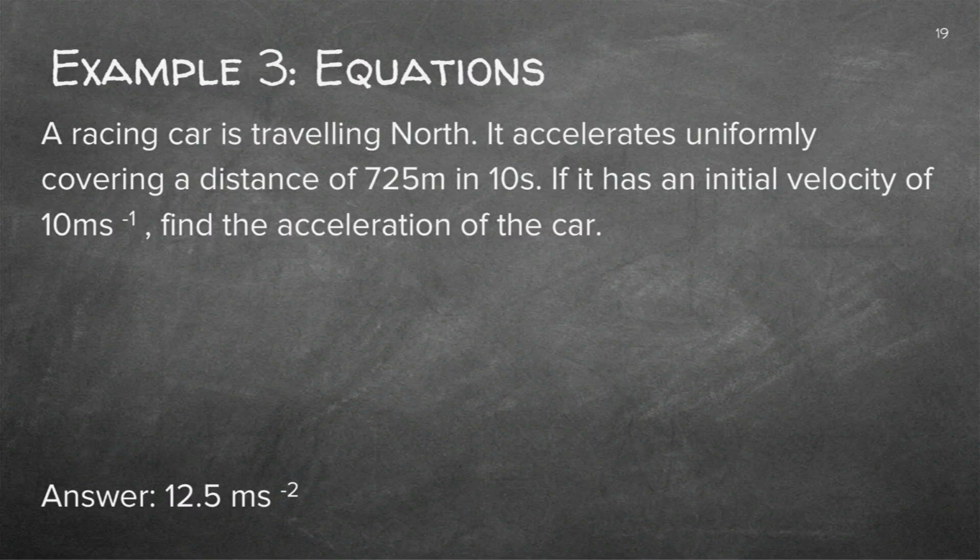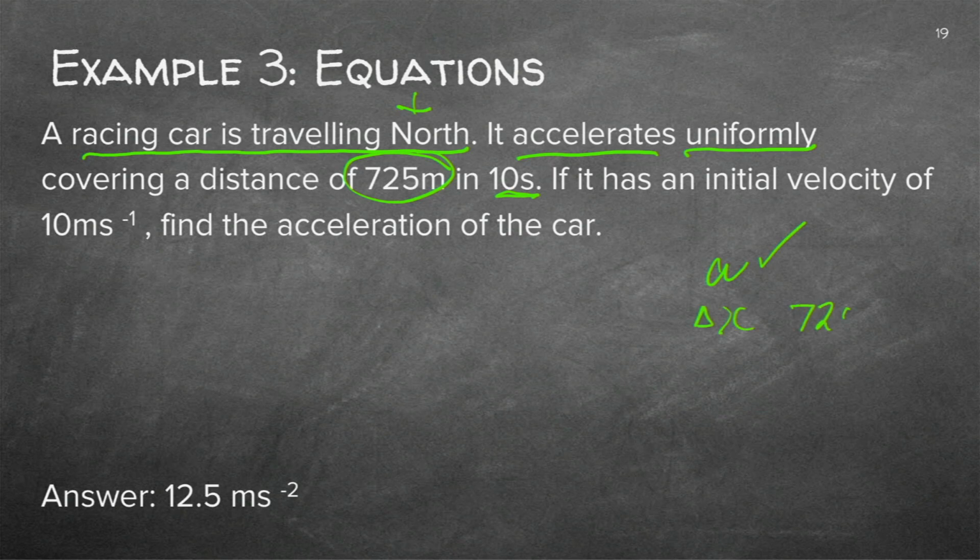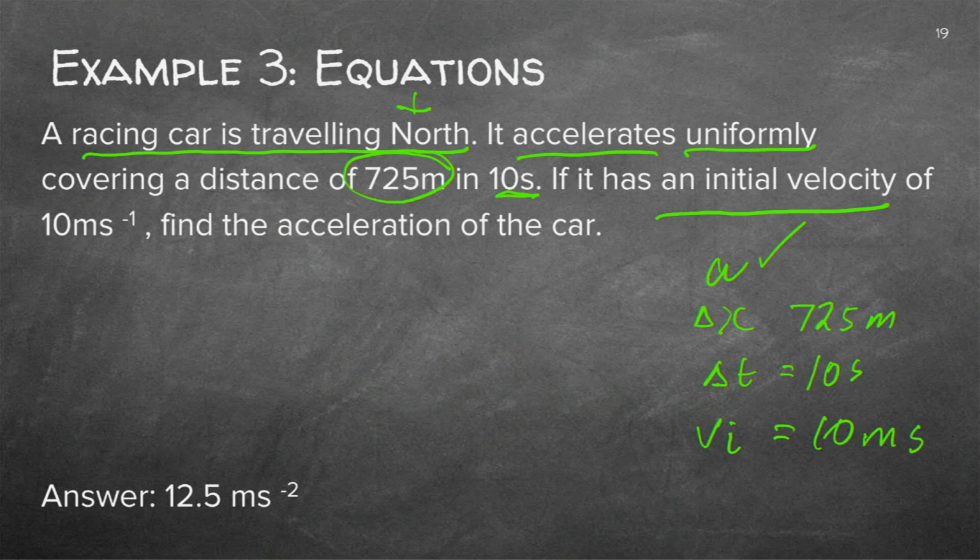Let's go through this. A racing car is traveling north, so immediately north will be my positive direction. It accelerates uniformly, so it's the same acceleration. The distance it covers is 725 meters in 10 seconds. So what do I learn? I learn it's accelerating. The distance will be 725 meters and the delta t will be 10 seconds. They say it's got an initial velocity of 10 meter per second and they're asking you to calculate the acceleration.